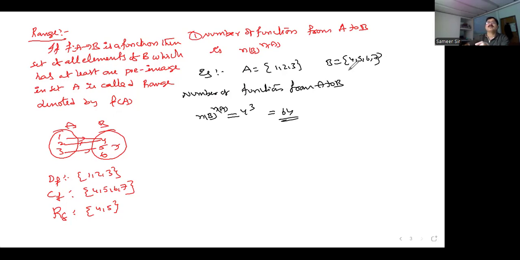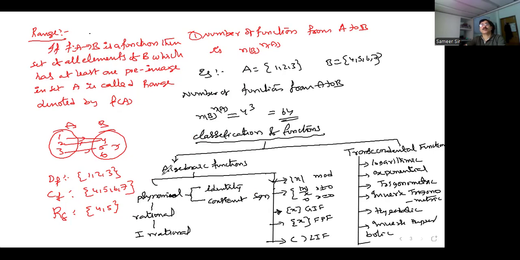Now in detail, I would like to write over here. Whatever I said, algebraic functions, I divided into part 1 and part 2. In part 1, polynomial, identity and constant. Here, again, I will discuss rational, irrational. The next one is the mod function. SGN means signum function, and GIF means greatest integer function. FPF means fractional part function, and LIF means least integer function. And in transcendental, as I said to you: logarithmic, exponential, trigonometric, inverse trigonometric functions, hyperbolic functions, inverse hyperbolic functions. This is the classification of functions.